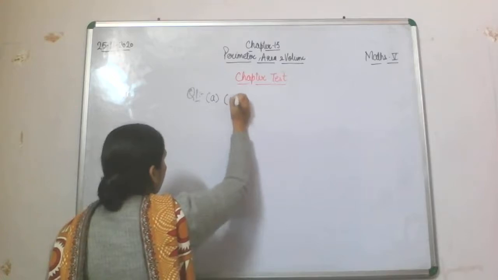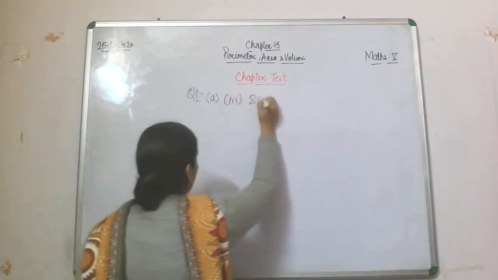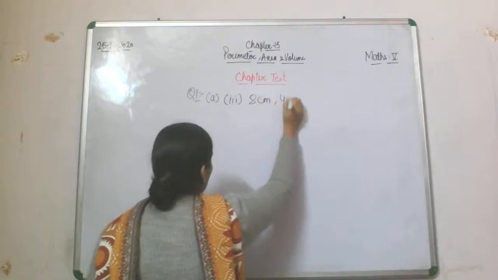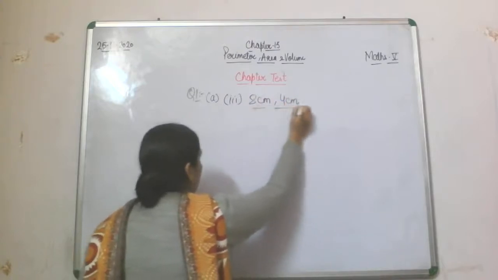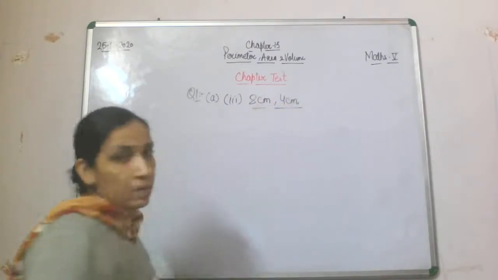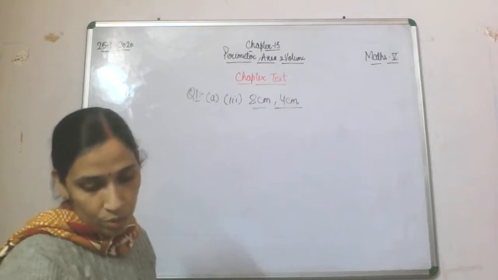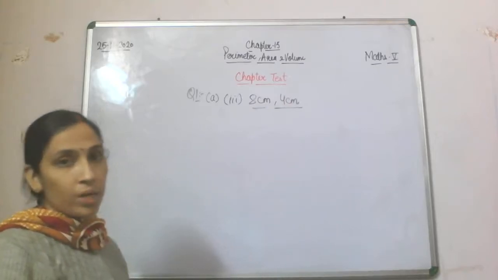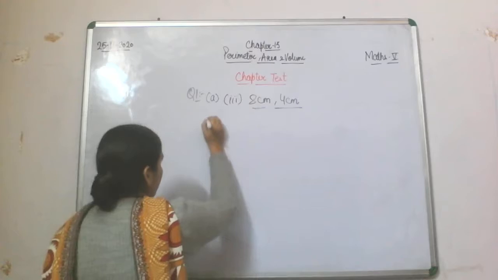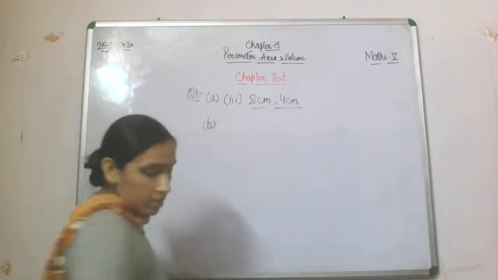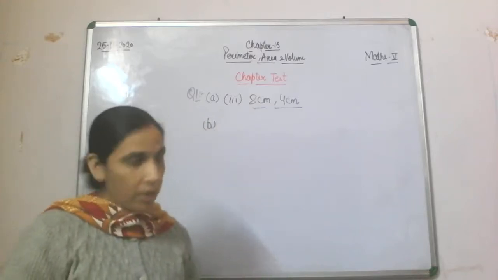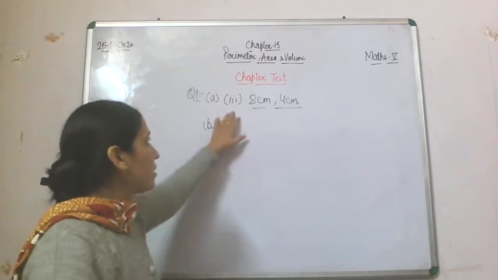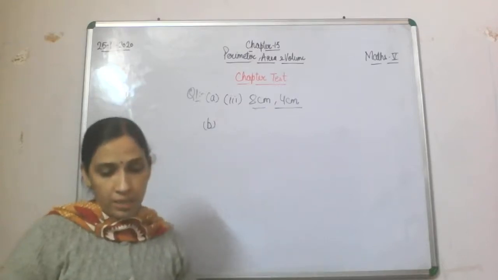in which the length will be 8 centimeter and breadth will be 4 centimeter. When we multiply 8 fours, that will become 32. And what do I require? That is 24 square centimeter. So let's start with the B part. So here in A part, the third one will be the correct answer.